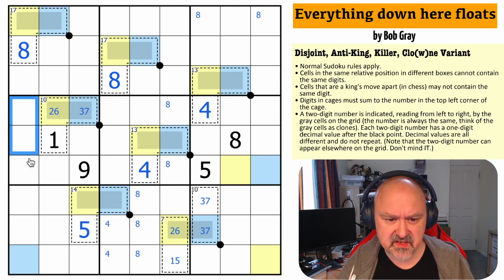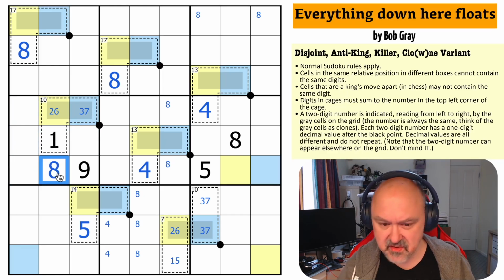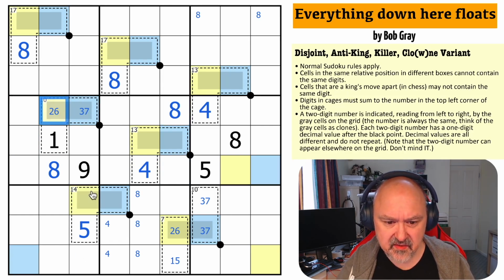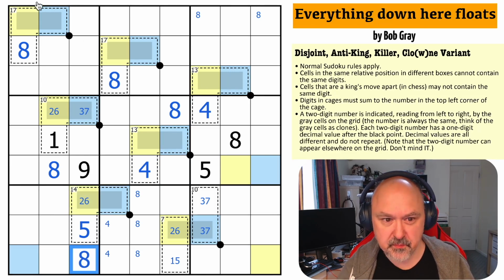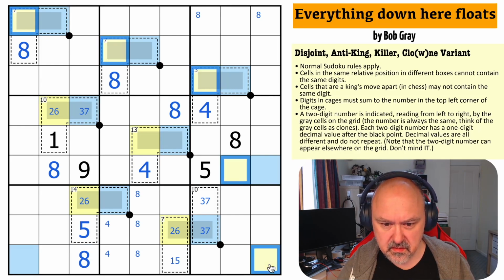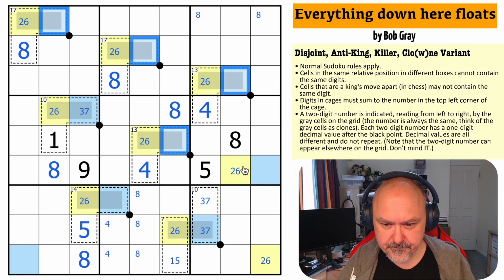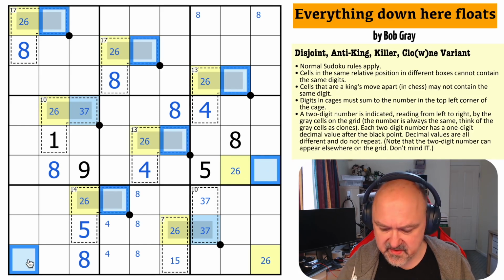8 over here is placed because it's not in these, which sum to 9, because I can't use 1, 8. It's not down here and this 8 knocks out this one. So this is the 8. So this is not the 8 and this is the 8. Now, 8 down here can't be here because this is 2, 6. So this is the 8. In fact, I can put 2, 6 in all of these. 2, 6 and blue is 3, 7.